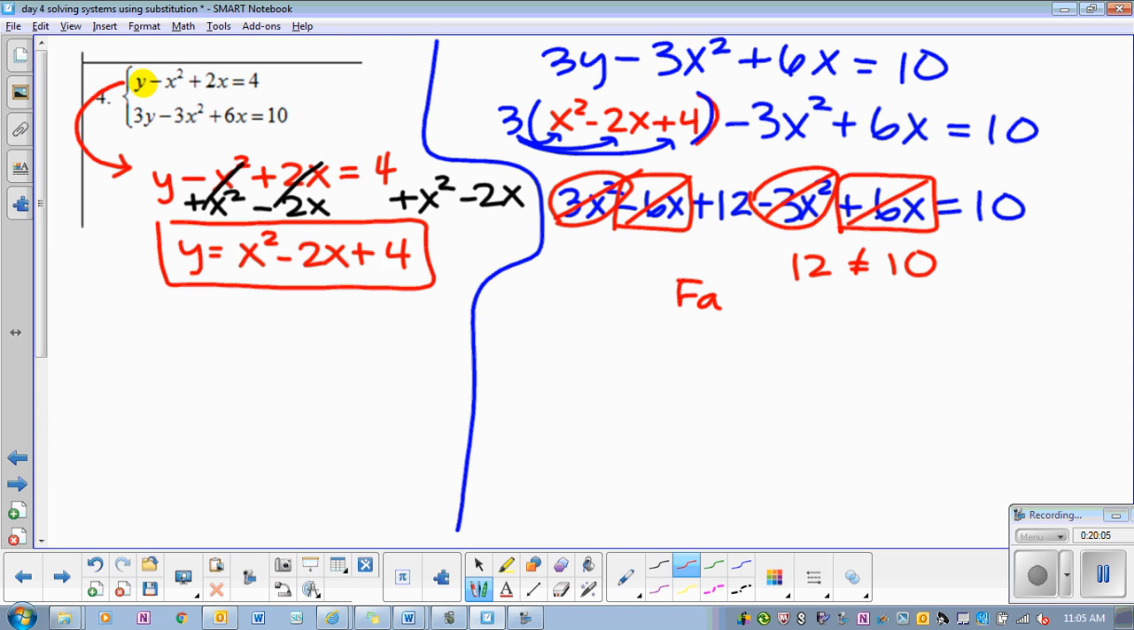Since this is false, what did we say that it means about the solutions? No solutions. I know. All that work for no solution. Are we okay with that?